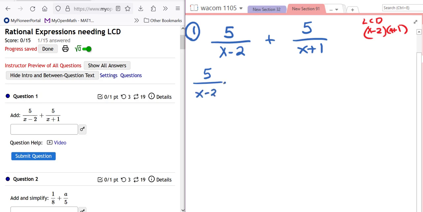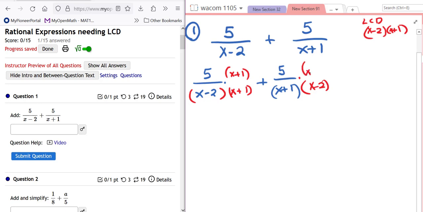So this one needs an x plus 1. And you have to do it to the numerator and denominator. Right? And the other one, bring down what I have. And then this one has the x plus 1. It needs an x minus 2. We go on numerator and denominator.